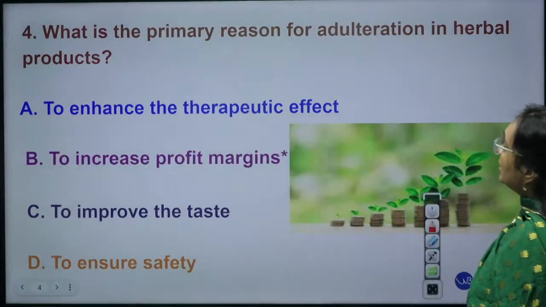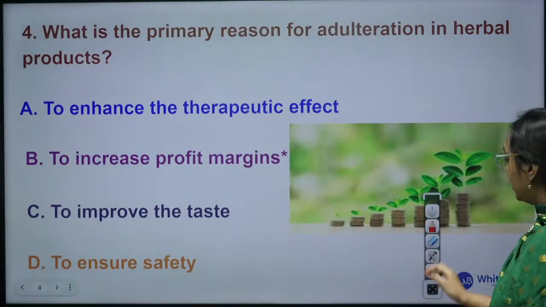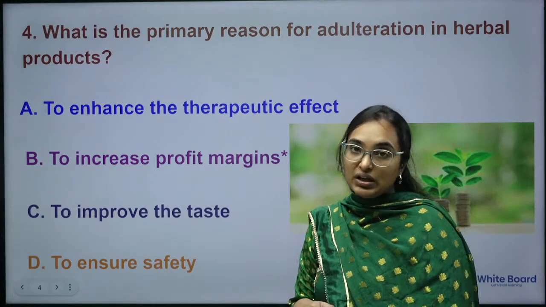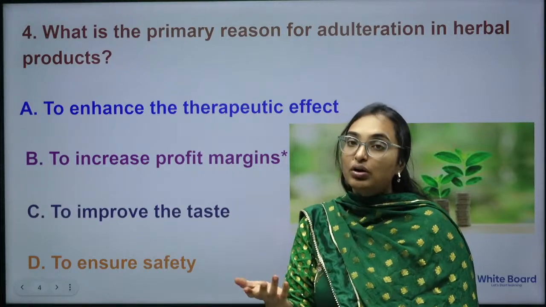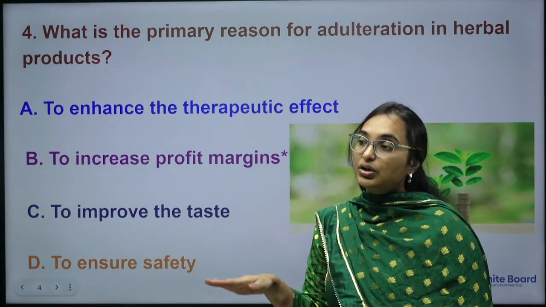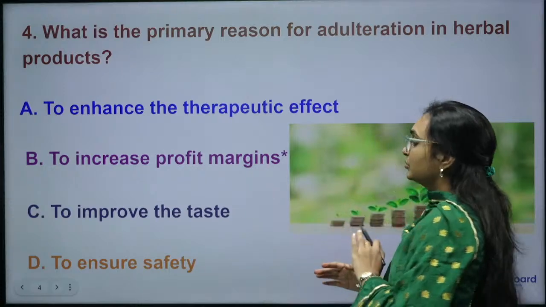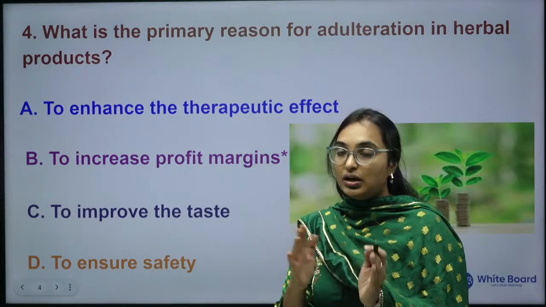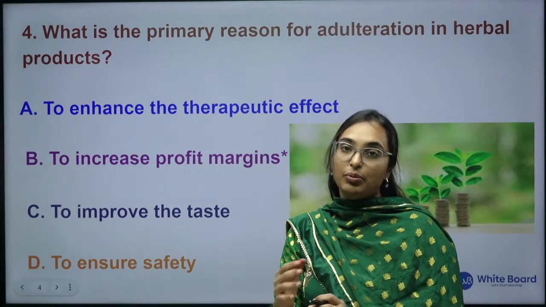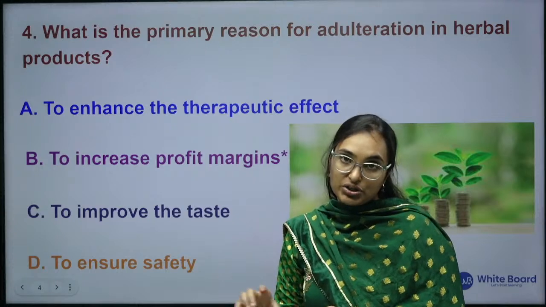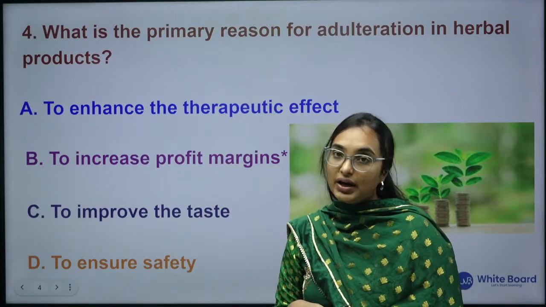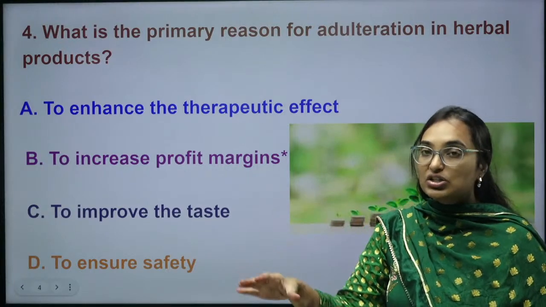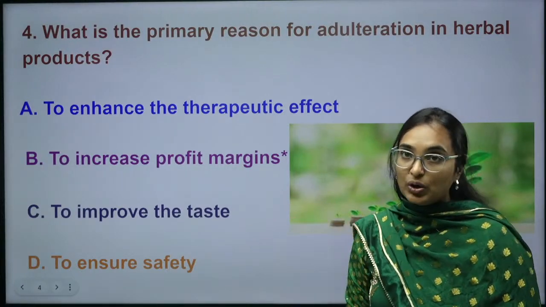What is the primary reason for adulteration in herbal products? Adulteration happens when the demand is more and the supply is less. In order to balance this, another low quality product is added instead of the actual original product. This is called adulteration, adding another constituent which looks alike instead of the original constituent.